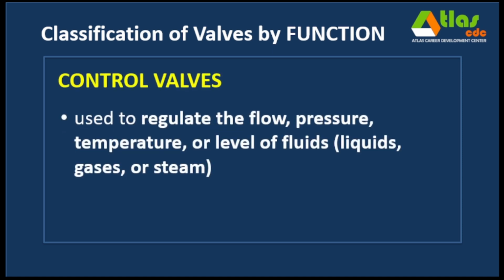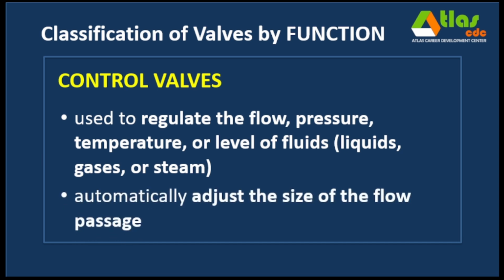Control valves are mechanical devices used to regulate the flow, pressure, temperature, or level of fluids, liquids, gases, or steam in a piping system. They automatically adjust the size of the flow passage based on a signal from a controller, usually as part of a larger process control system.